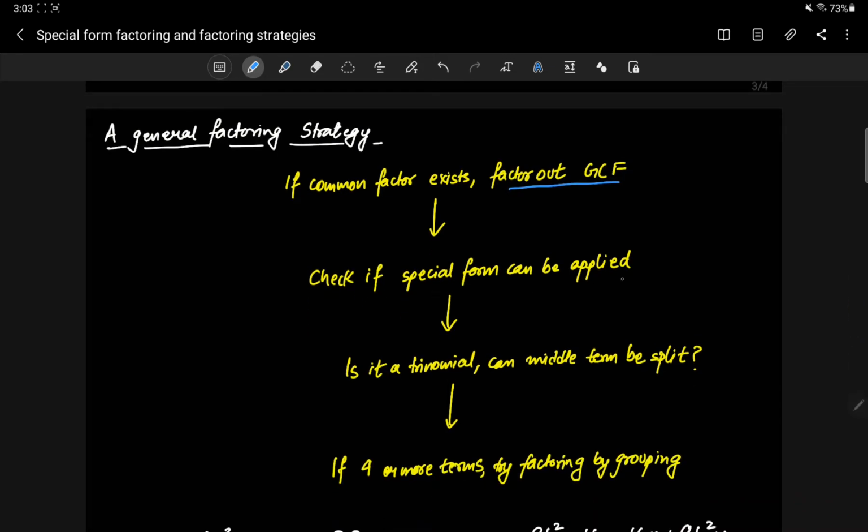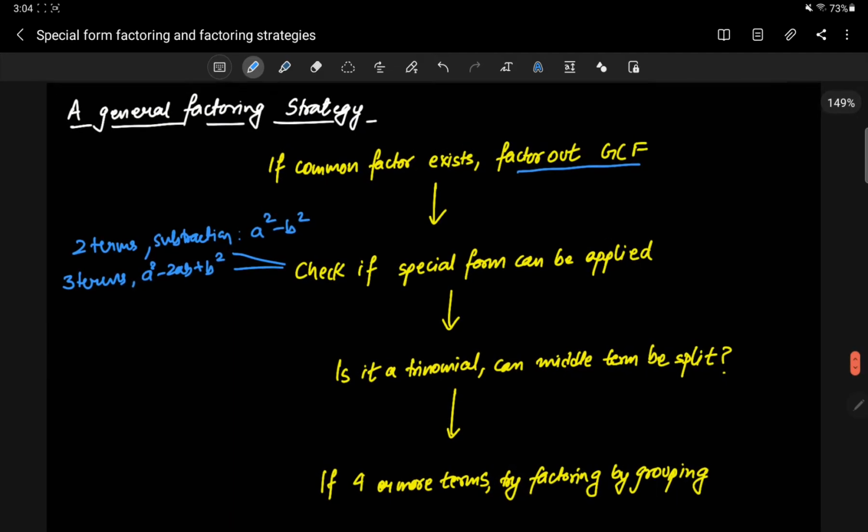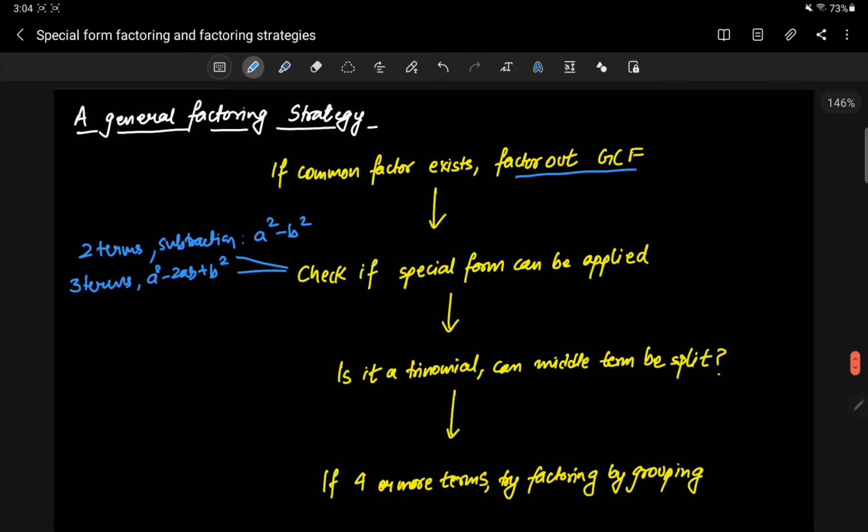Then check if a special form can be applied. So how can you check that? First of all, if there are two terms and there is a subtraction, it's very likely a difference of squares, right? If there are three terms, a square minus 2ab plus b square. Now I cannot generalize that it's always three terms, because we looked at an example where there were four and you had to apply a mix of these two, right?